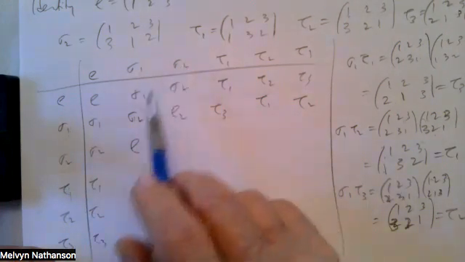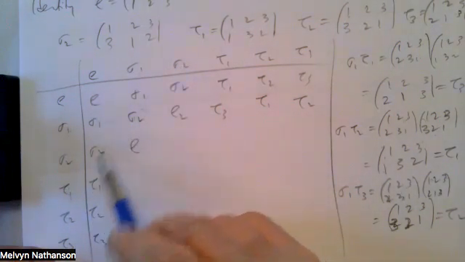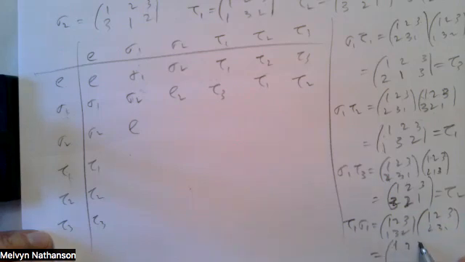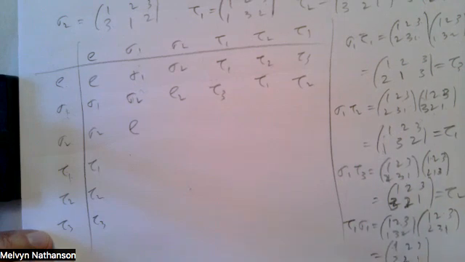What about tau 1? I want to finish this column. What is tau 1 sigma 1? So tau 1 is 1, 2, 3, 1, 3, 2, sigma 1 is 1, 2, 3, 2, 3, 1. Tau 1 sigma 1: 1 goes to 2, goes to 3. 2 goes to 3, goes back to 2. 3 goes to 1, goes to 1. So this fixes 2 and interchanges 1 and 3. So this is tau 2.